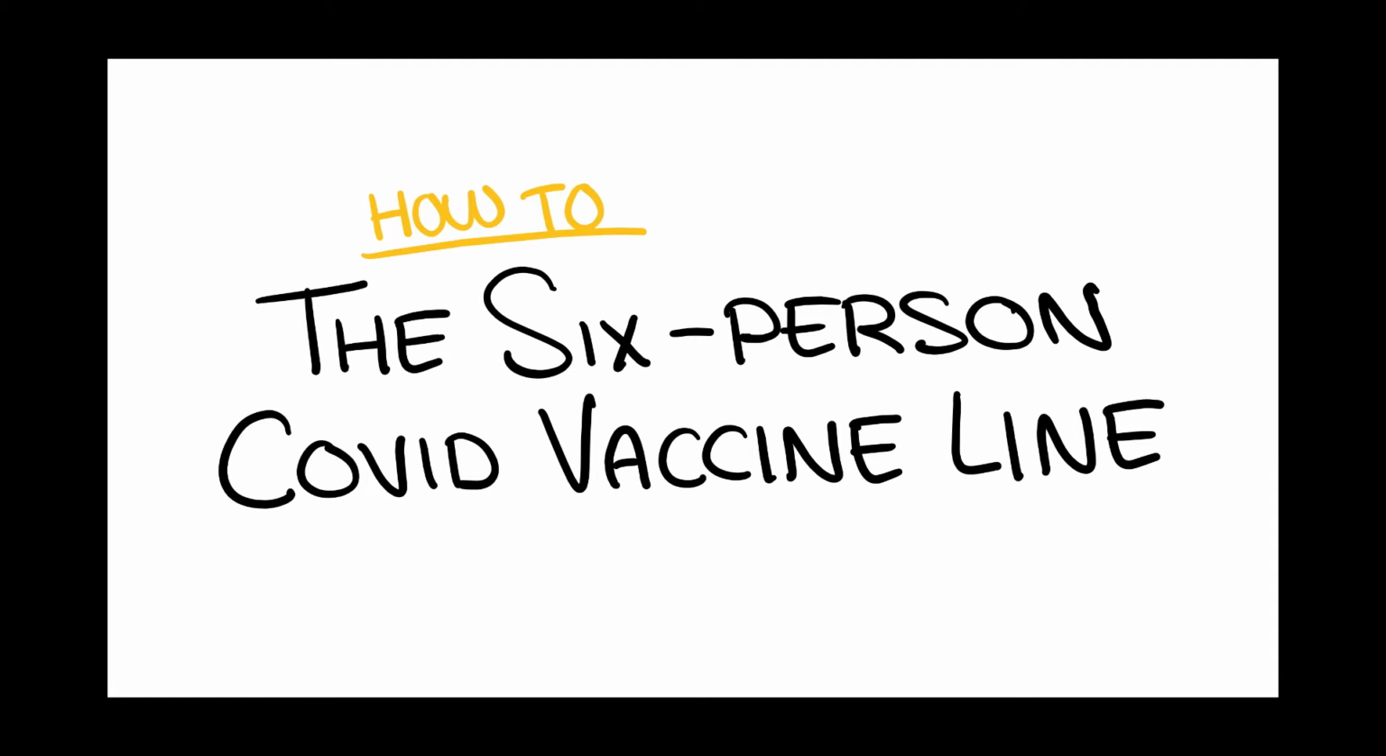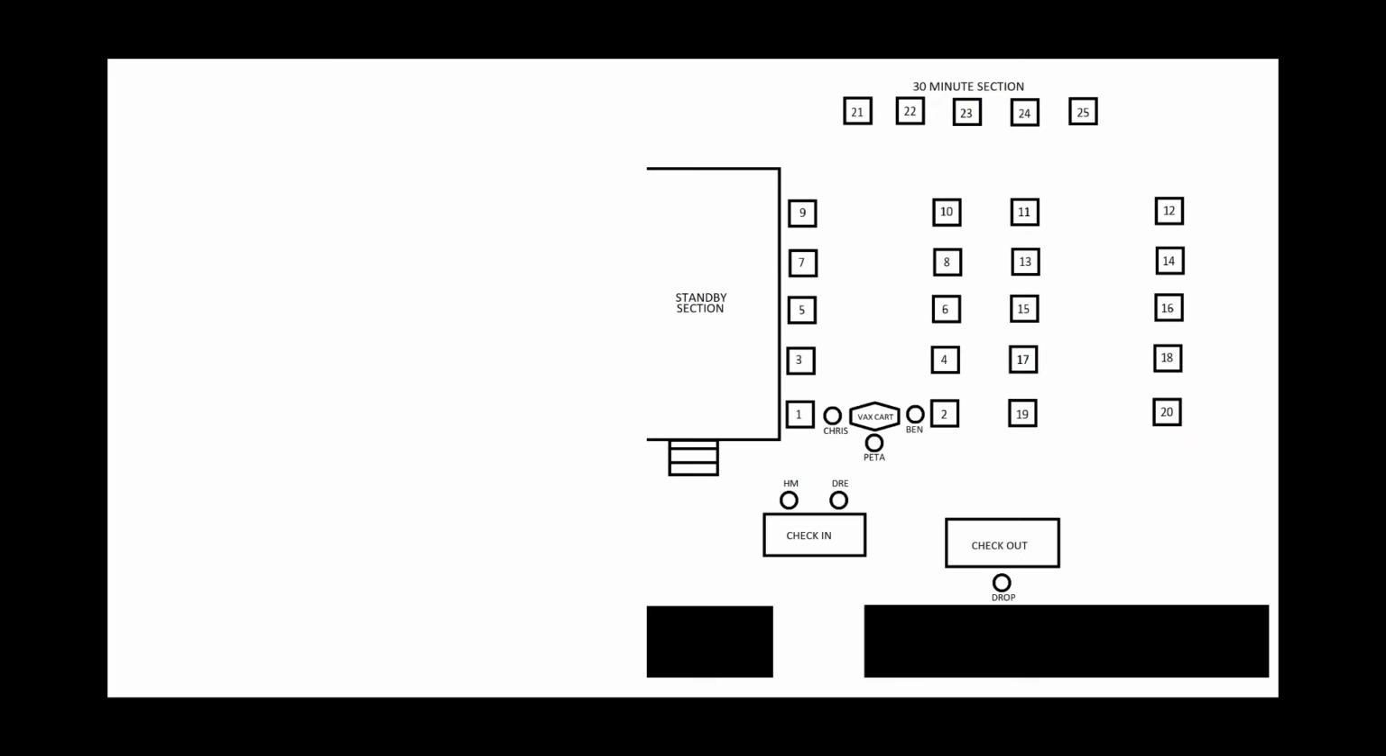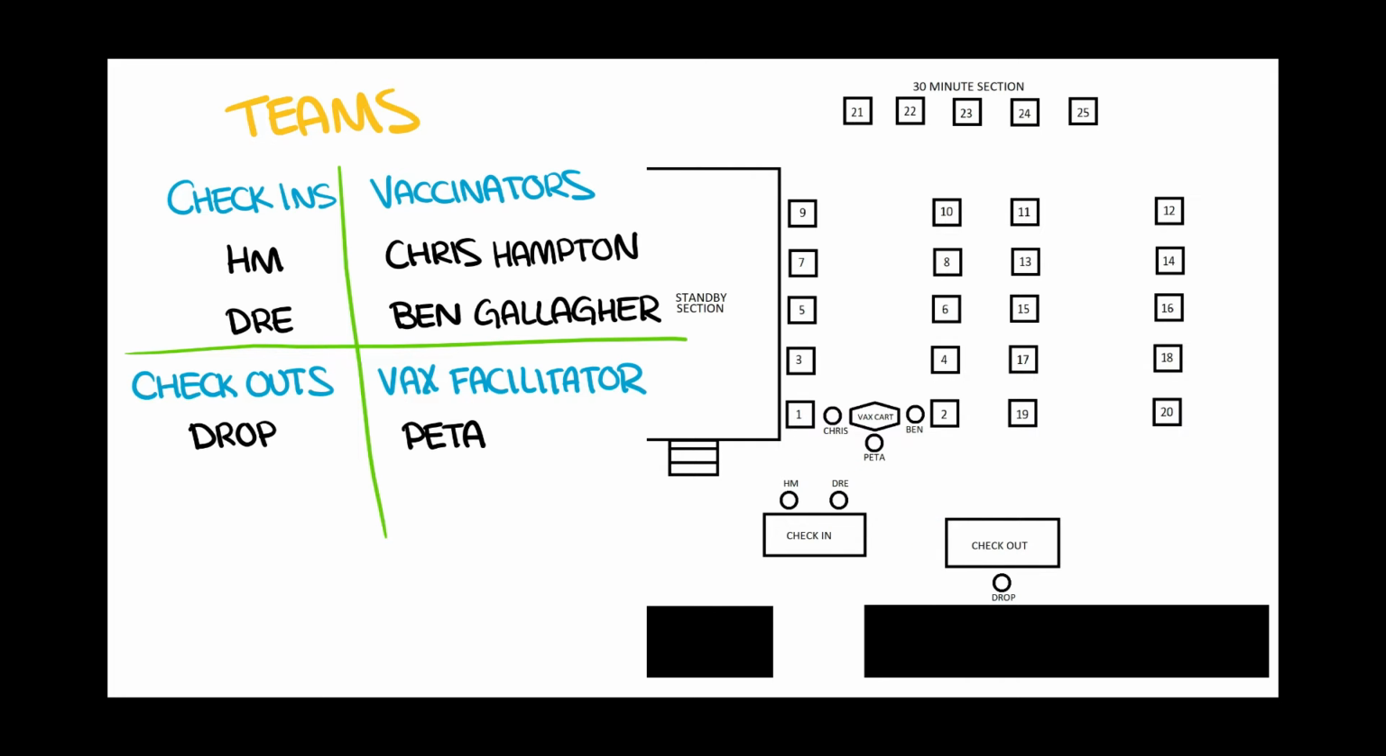All right, here we're going to look at how to do the COVID vaccine line. This is the layout that we're going to have at the Met group. It's going to make more sense later, I hope. And this is just a basic flow of how people are going to check in and how they're going to check out. We're going to have essentially 4 teams.